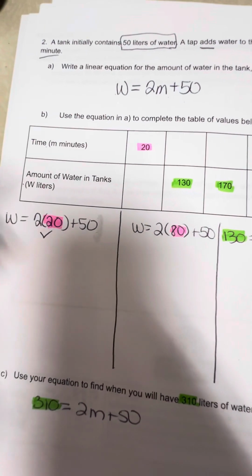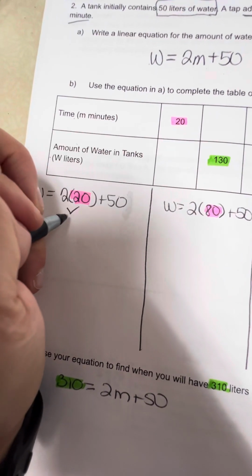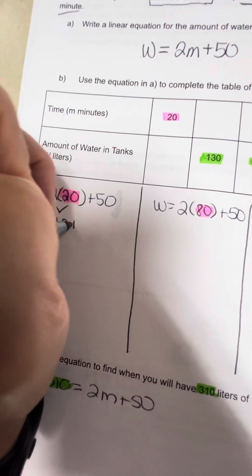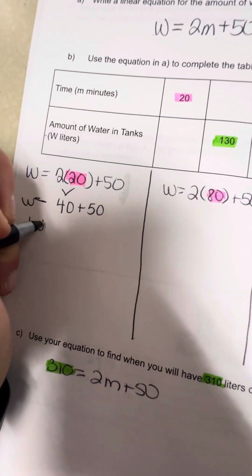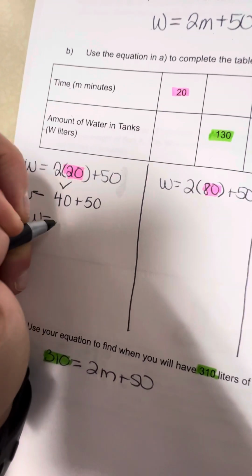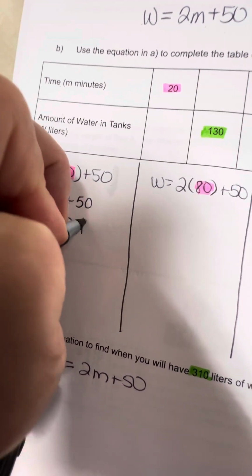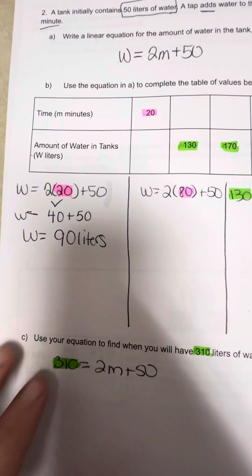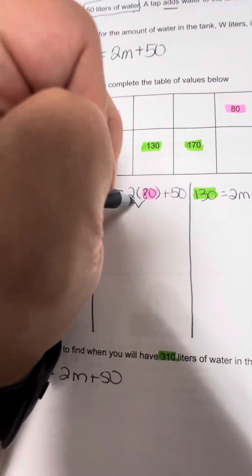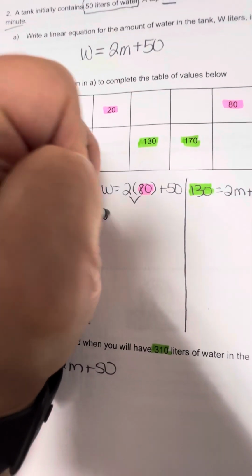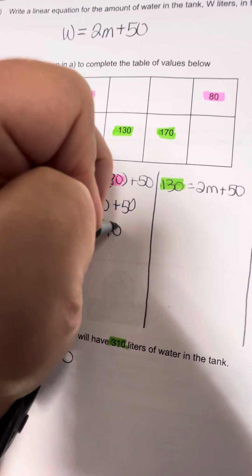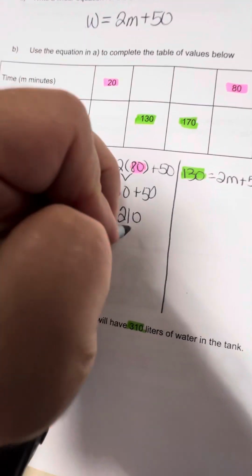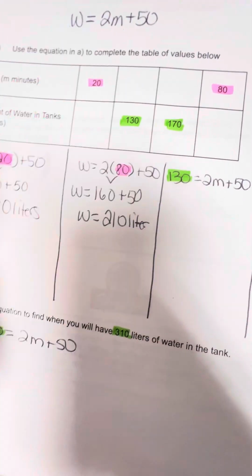So again, looking at 20 minutes of time at 2 liters per minute, that gives me 40. And we're going to add that 50 to it. So that means that the water in the tank would total up to be 90 liters after 20 minutes. Now we go ahead and do this one. Again, this is going to be 160. We're going to add 50 to that. And when we add those together, we have 210. So that'd be 210 liters for this problem.